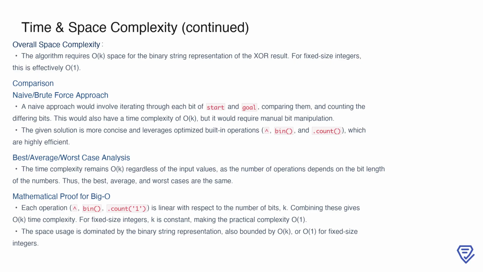Summarizing the space complexity, the algorithm relies on O(k) space for the binary string representation of the XOR result. However, for fixed-size integers, this is effectively O(1) in real-world scenarios. Let's consider how this compares to a naive or brute force approach. A less optimized method might iterate through each bit of start and goal, performing manual comparisons to count the differing bits. While this also has a time complexity of O(k), it lacks the elegance and efficiency of the built-in operations such as caret, bin, and .count used in the given solution. These operations are not only concise but also optimized for performance by the underlying system.